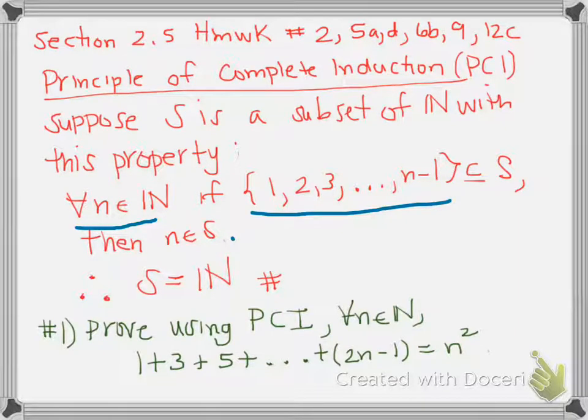Okay, so I've actually written the first question for your quiz, and it's: prove using the PCI that for all n belonging to the natural numbers, 1 plus 3 plus 5 plus dot dot dot plus 2 times n minus 1 equals n squared. And we actually proved this with PMI, if you recall. And this is also in your book.